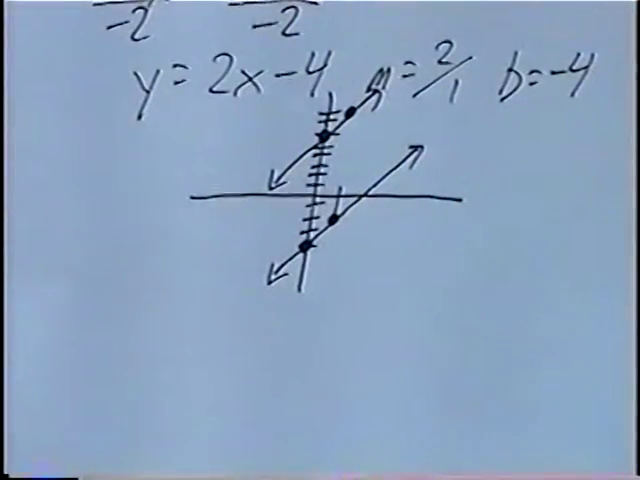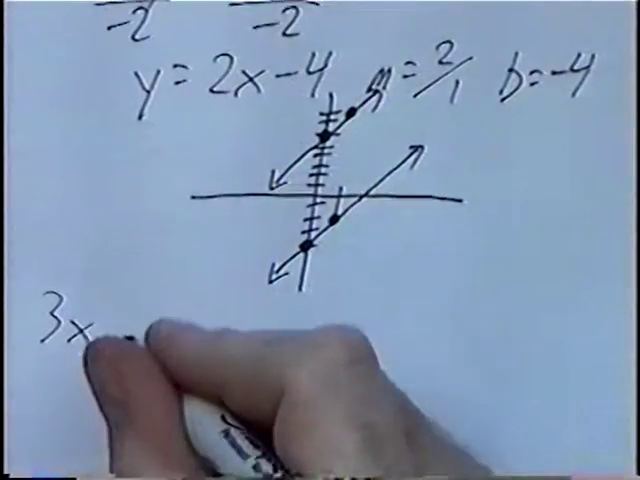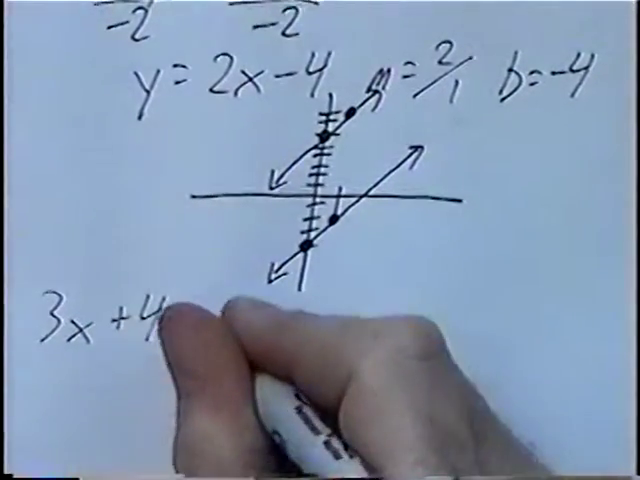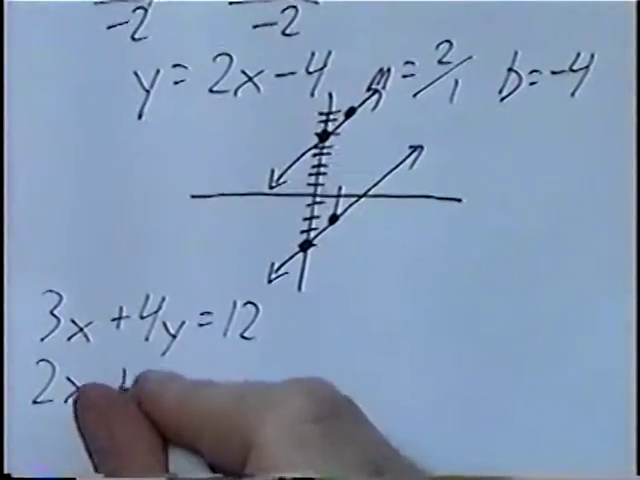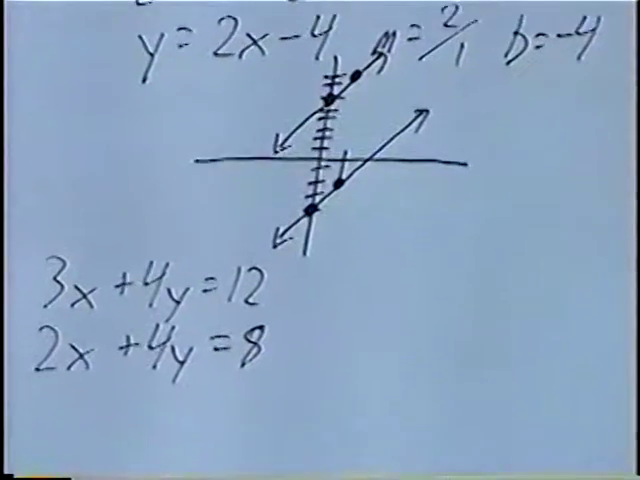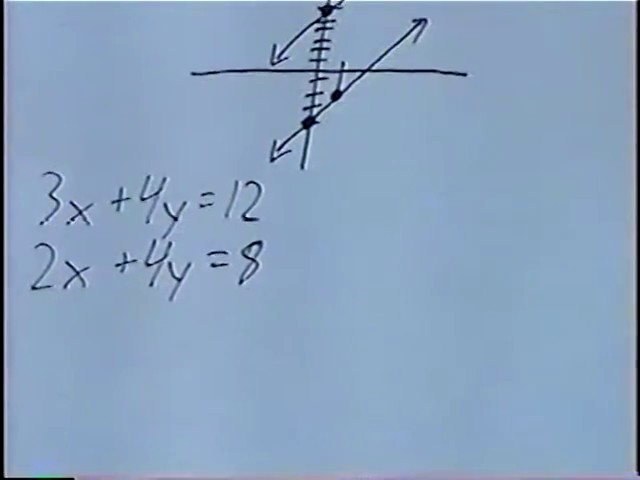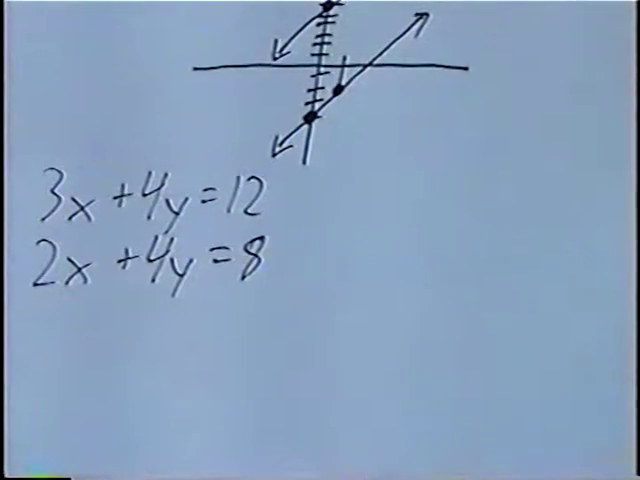Second equations and last equations for the section. 3x plus 4y equals 12. And the second equation, 2x plus 4y equals 8. Solve this equation if you wanted to. You could put each of these equations in mx plus b form and graph from there. Another way to graph, if you remember, is the x and y intercepts. You can plug zeros in for x and y to find the intercepts.